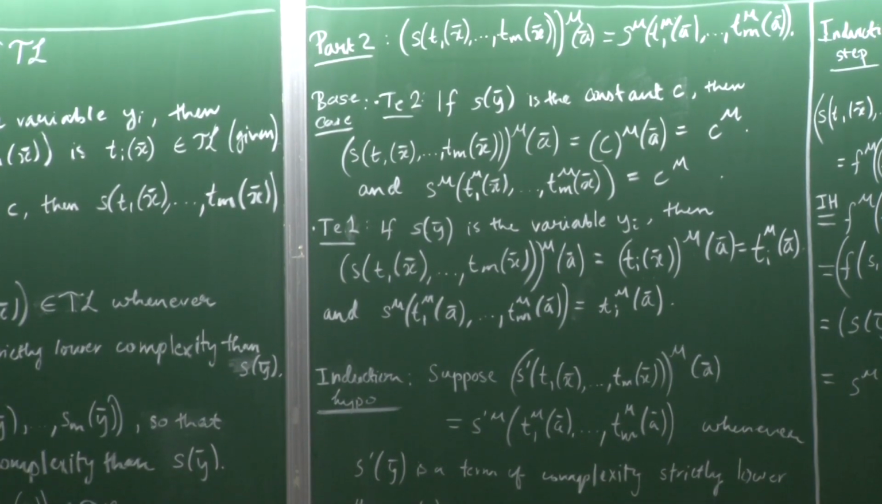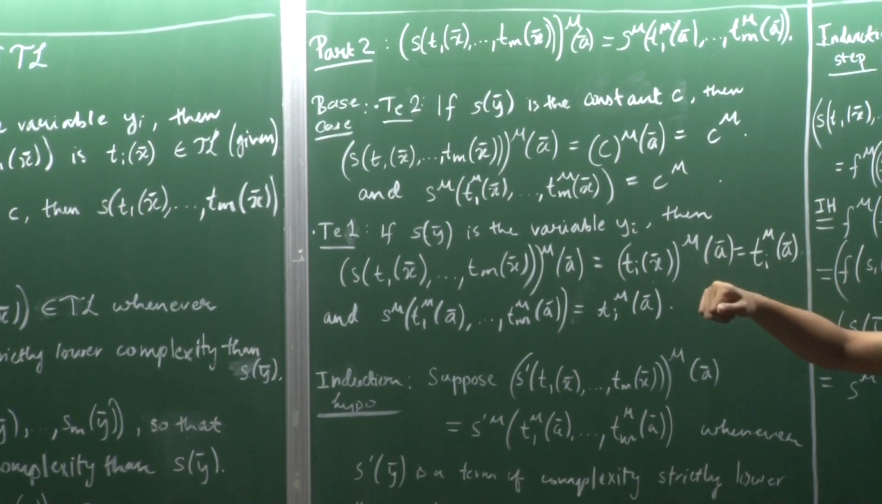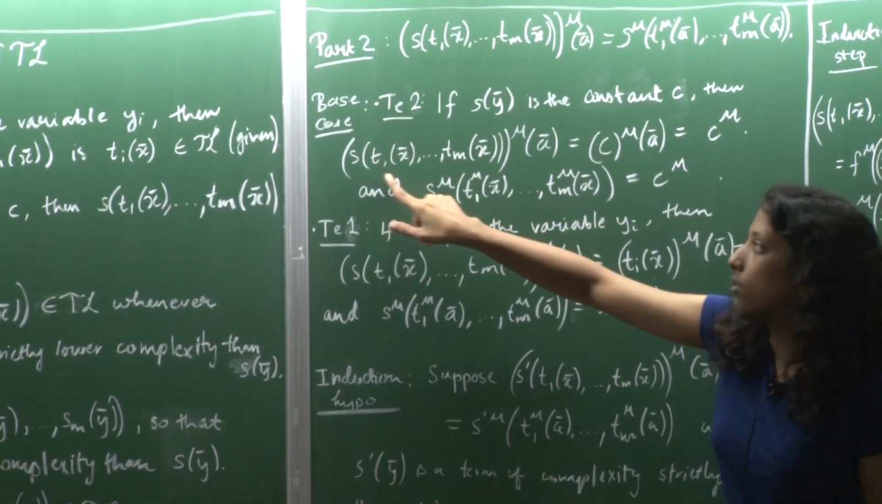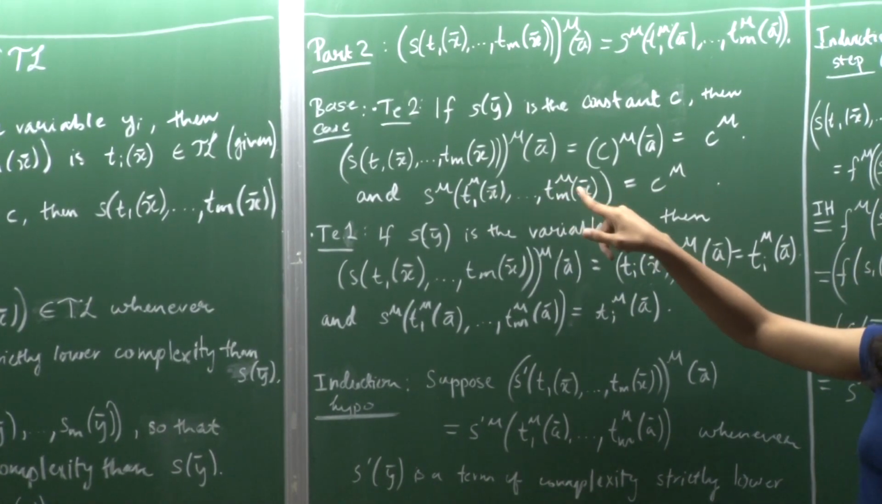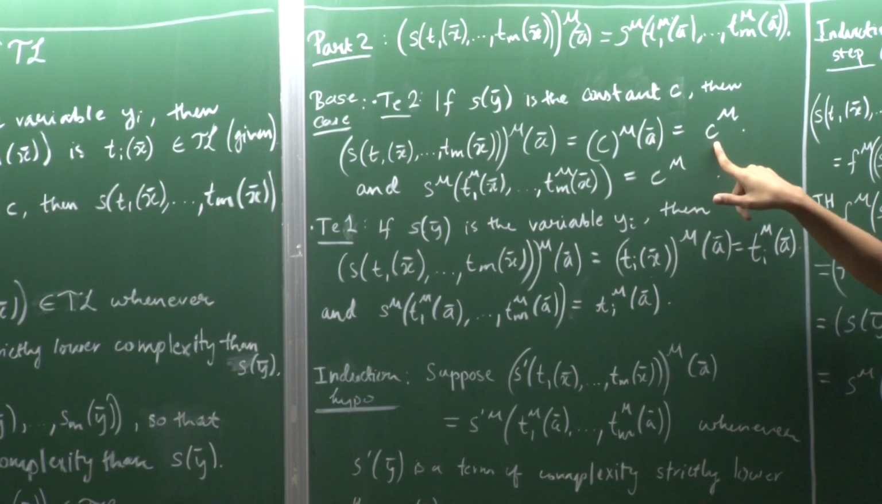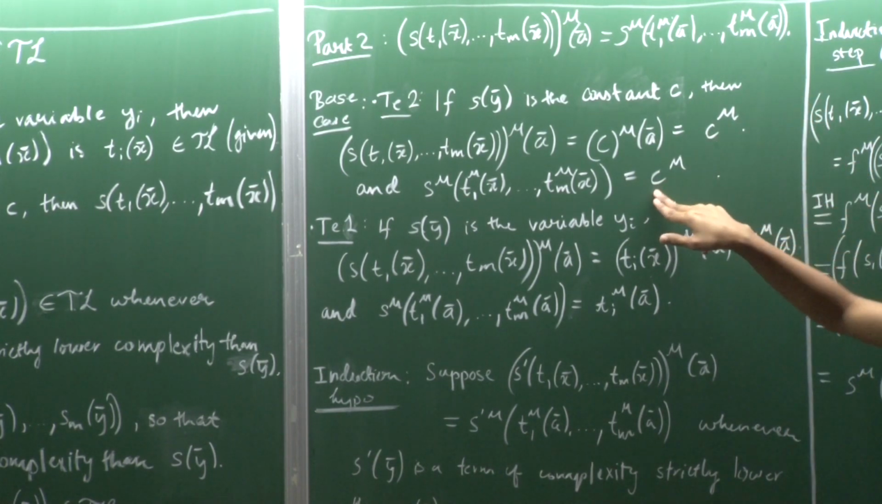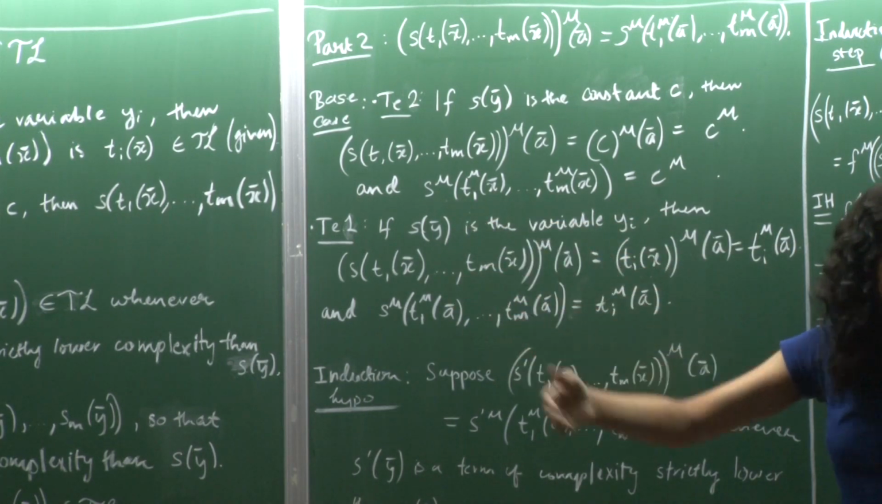Right? Okay, what is TE2? If Sy bar is a constant c, then you take this value in M at A bar, this is just a constant, and you just get c in M. And also the right-hand side is c in M, because this is just a constant.